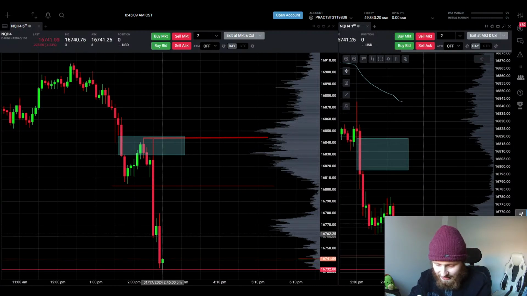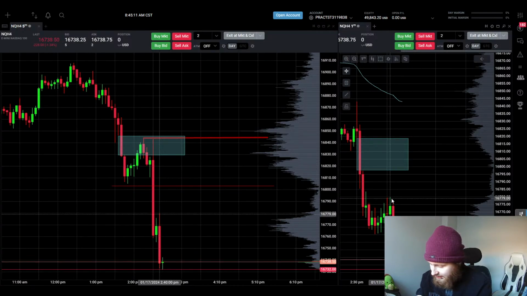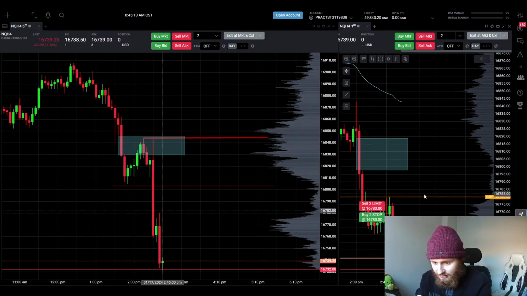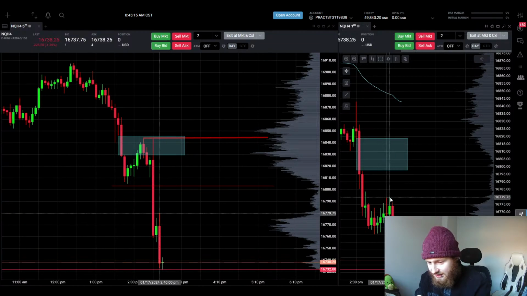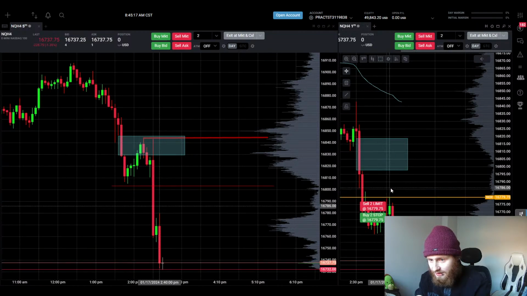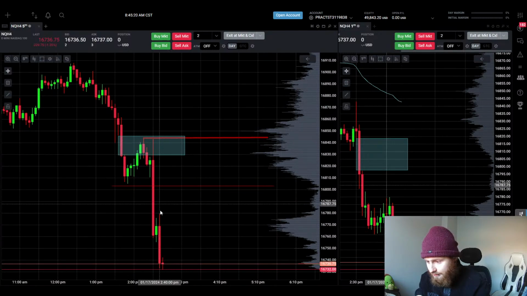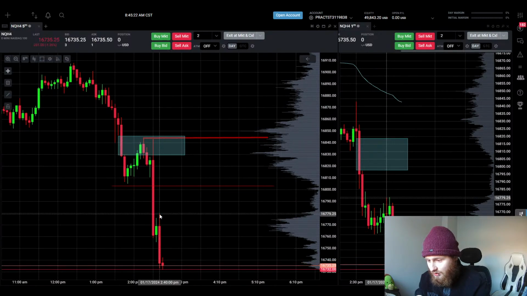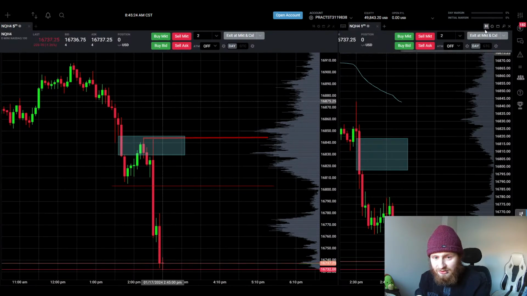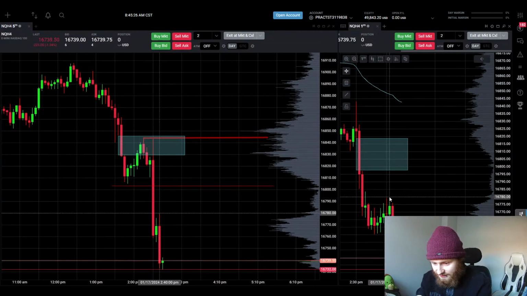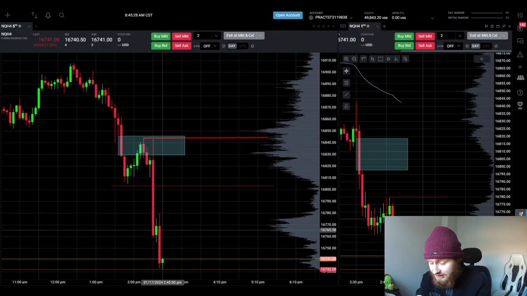Now we could expect a pullback to this high, right? This is what we're looking for. New structure has been set. Oh, I keep forgetting that I'm on the 5 minute with my shortcuts. I wish there was a quicker way to do shortcuts. If there is, let me know, please.